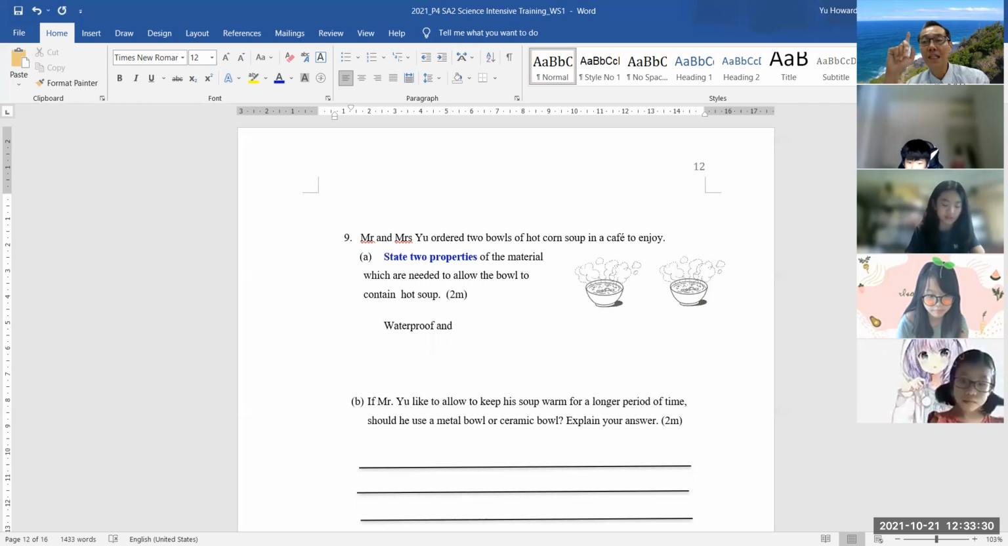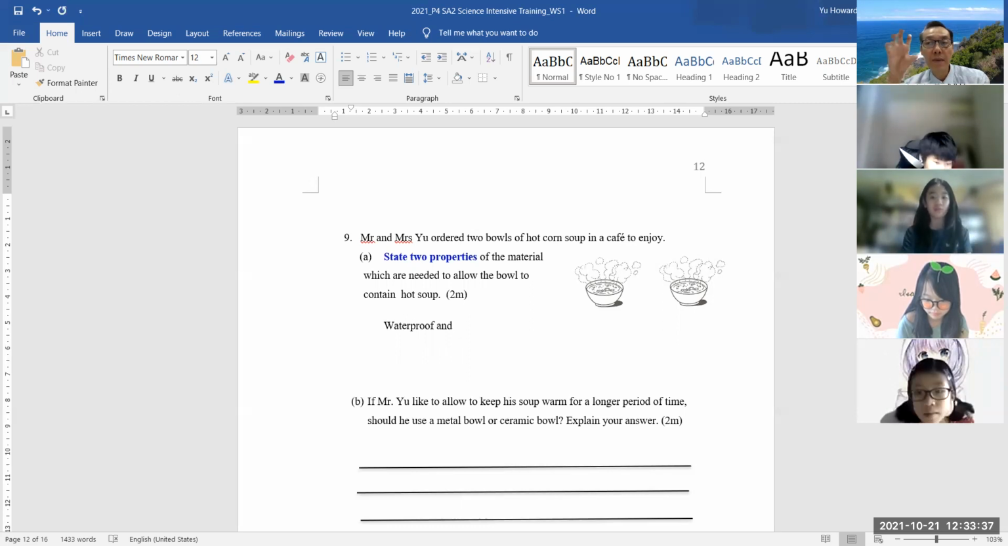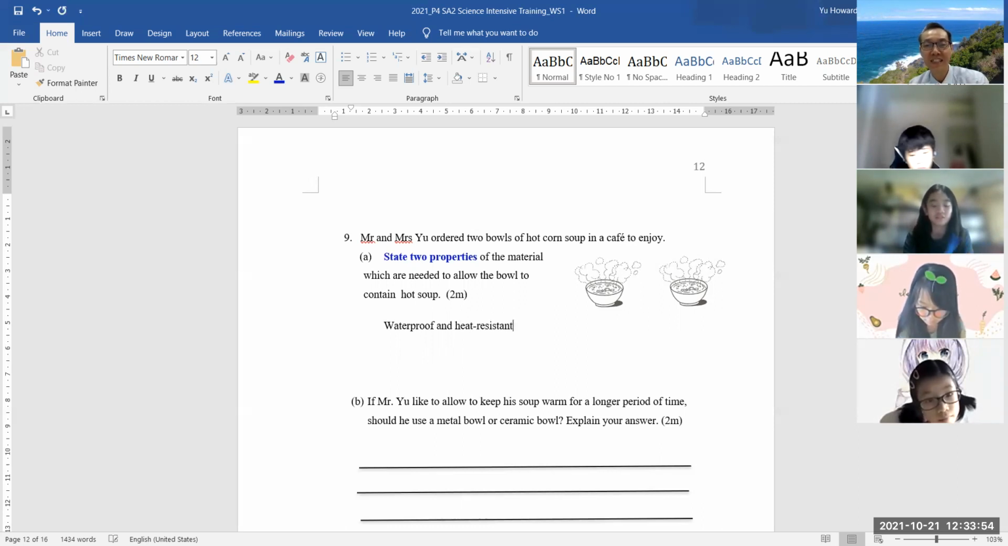The other one is a little bit more difficult, because the other property deals with being able to contain the hot soup. So the state is hot. What is this property called? It must be a poor conductor of heat. Actually not poor conductor. It must be heat something. Heat resistant. Yeah, very good. Heat resistant means it can withstand heat.